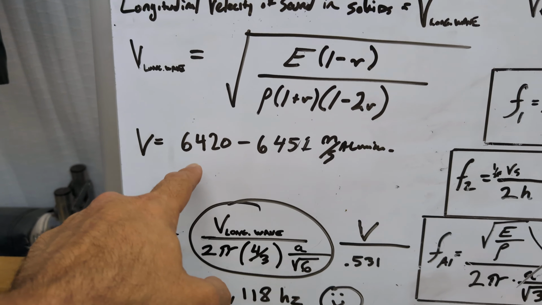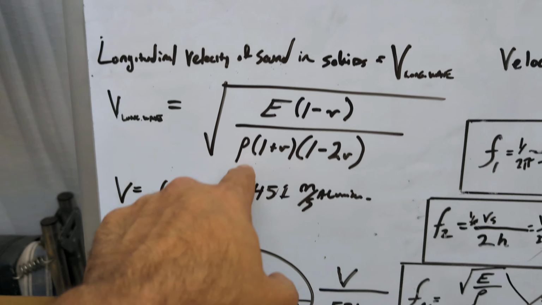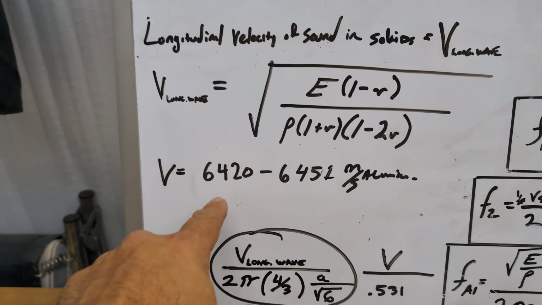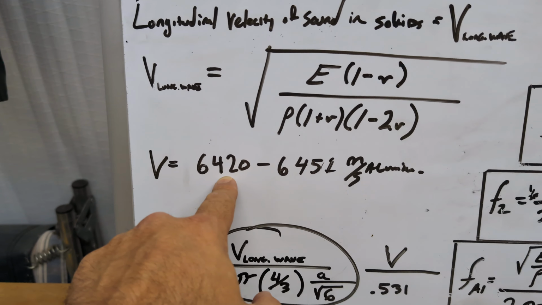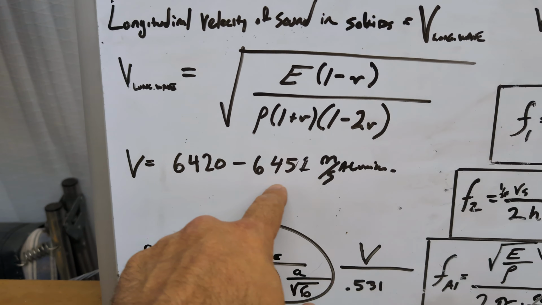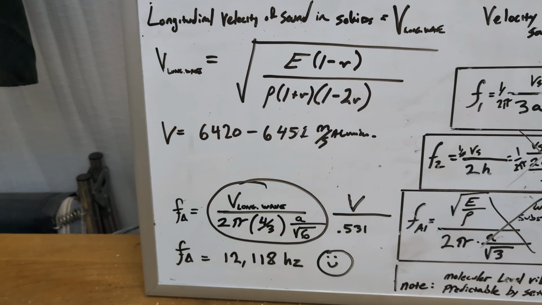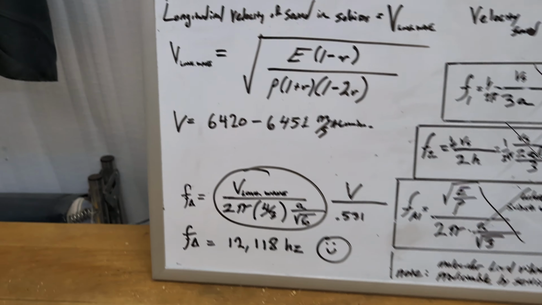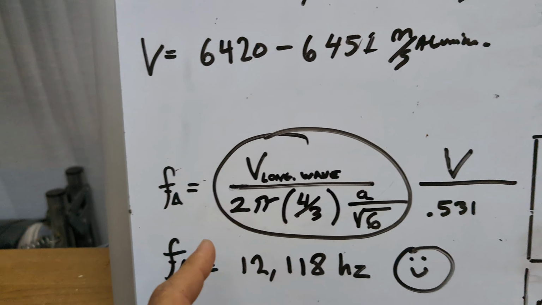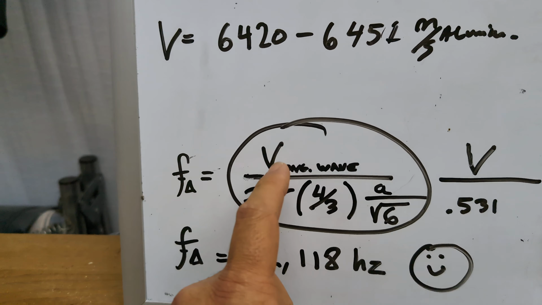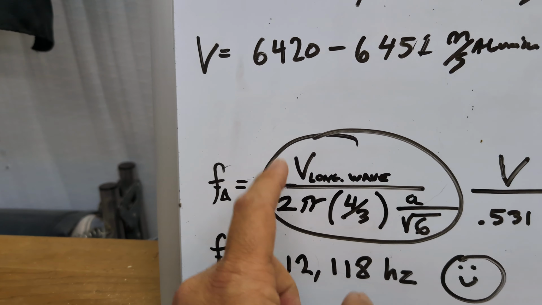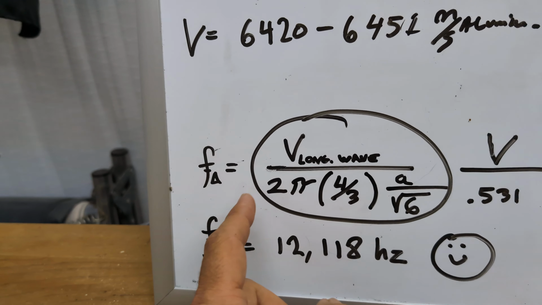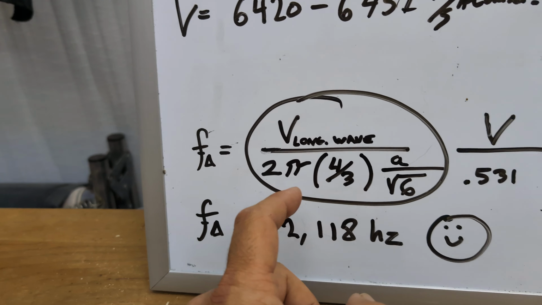So with this equation, I had the computer do it, and we're getting 6420 to 6451 meters per second for the speed of sound in aluminum. My equation here is actually not super complicated. It's the longitudinal speed of sound in the material divided by 2 pi.